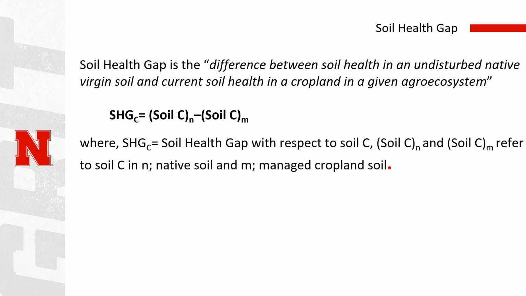Soil health gap based on soil carbon would look like this. Any discrepancy in soil carbon in farmland compared to native land can be assumed to have been lost from the farmland in that given ecosystem. And that would be the gap that can be targeted by any effective management practices to fill.